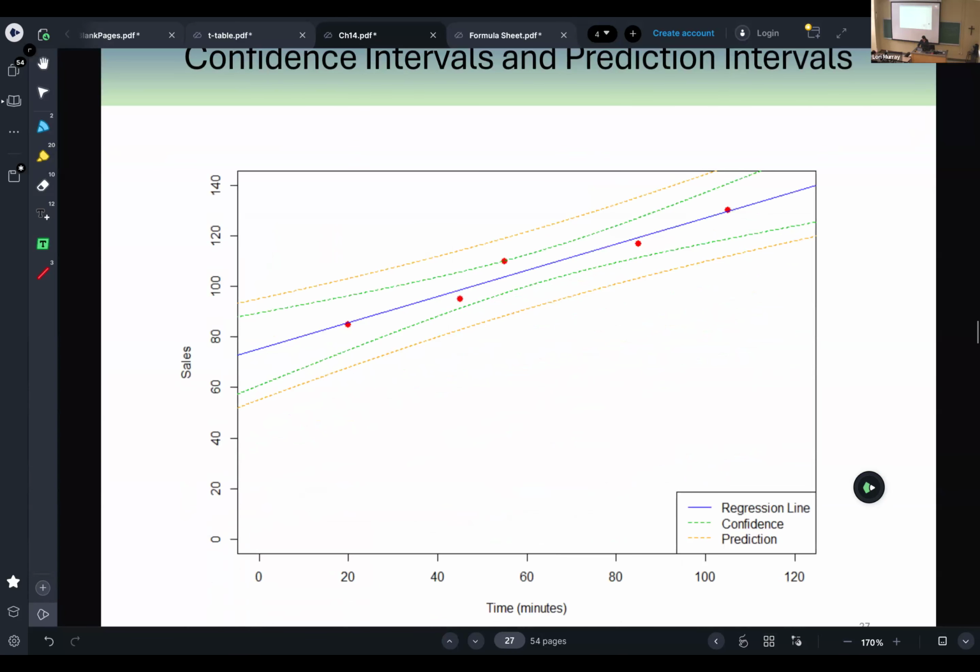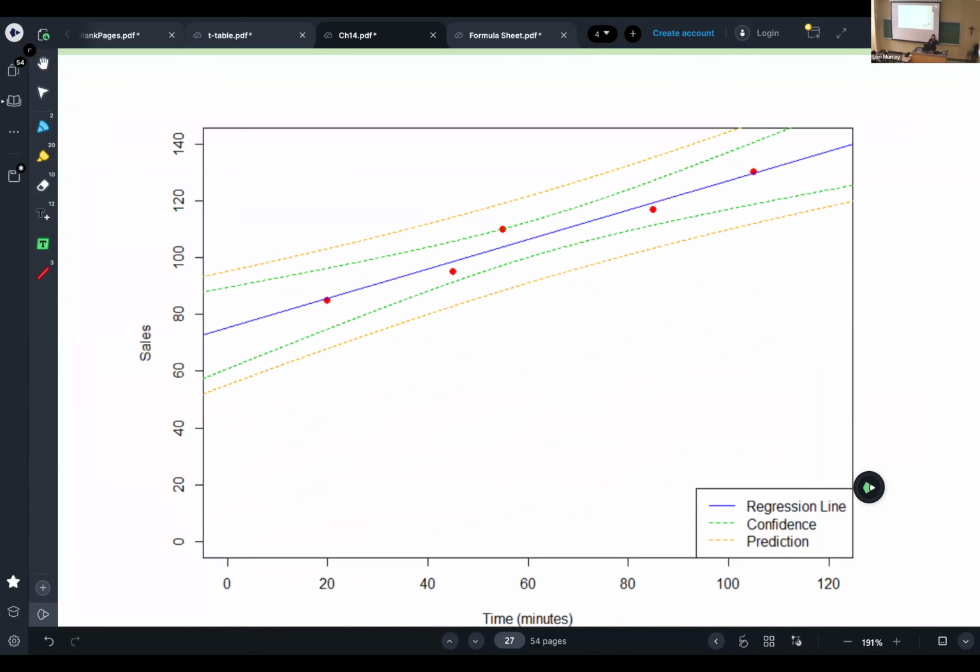So here's what that looks like. Here are 5 points actually from the software. So you have sales, and then time in minutes, the time spent. Those are our 5 customers, 1, 2, 3, 4, 5. And the blue line is our regression. What was it? 75.222 plus 0.519x. That's the blue line. It's the least squares regression.